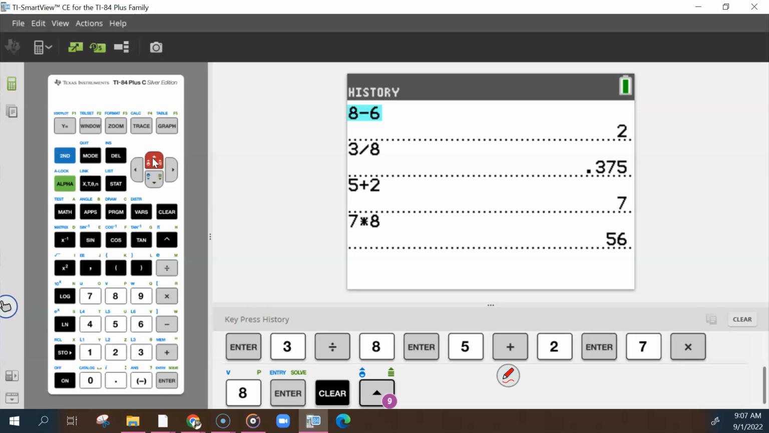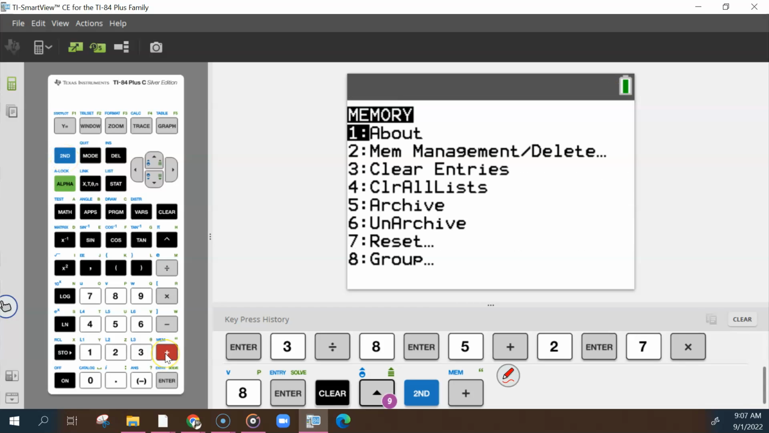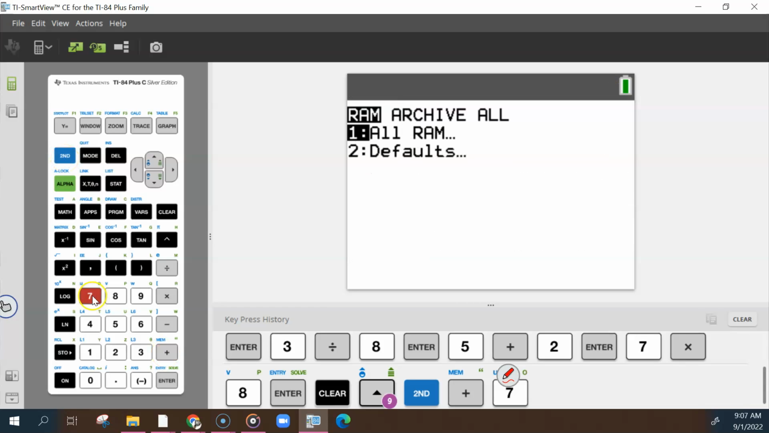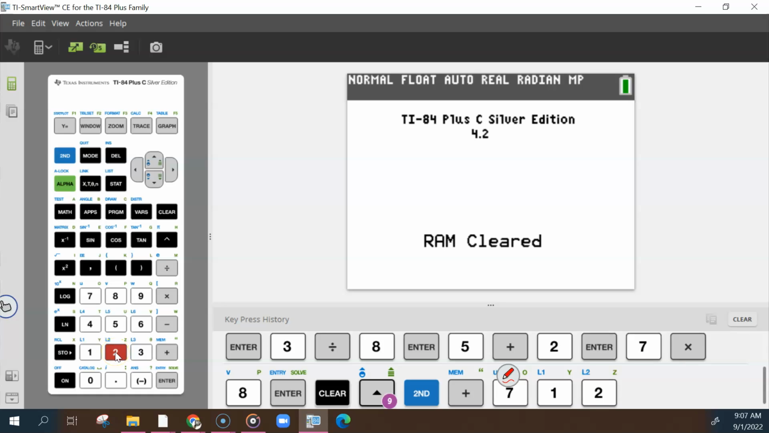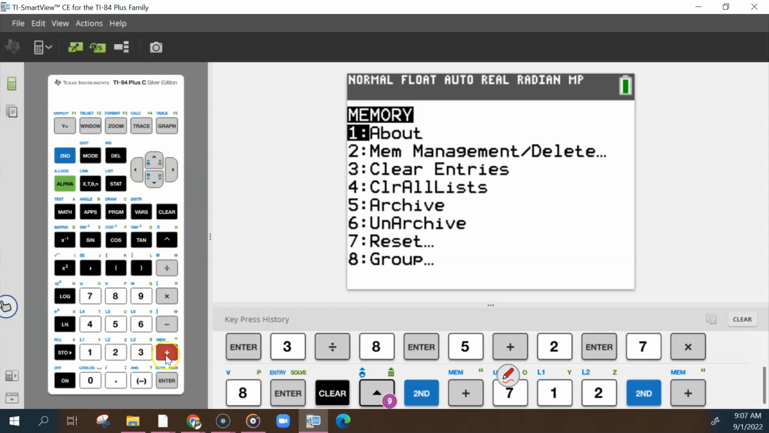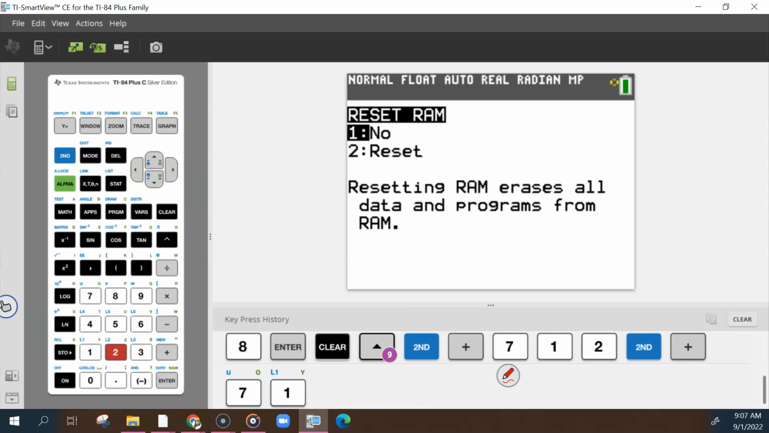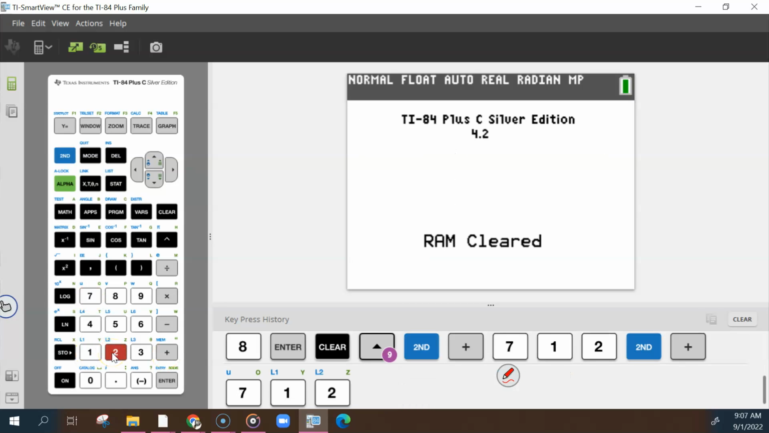However, if you want to reset it, and sometimes I'll tell you to reset it, you're going to do this. So everyone press this with me. Second plus 7, 1, 2. Second plus 7, 1, 2. Resets the entire thing.